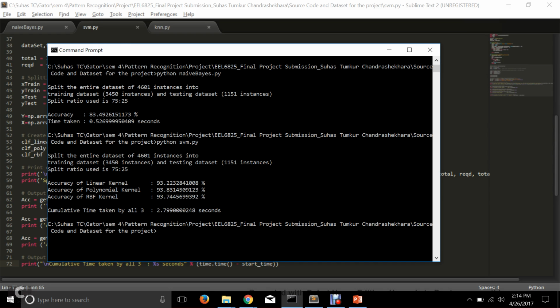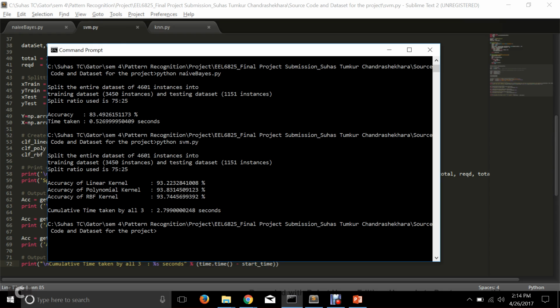So that's the output. Yeah, the training and testing is in the ratio 75-25, and the individual accuracies of all these kernels are printed: 93.2, 93.8, and 93.7. As I said, they're very much comparable, with not much difference in their performance. And the cumulative time for all these three kernels was around 2.8 seconds.